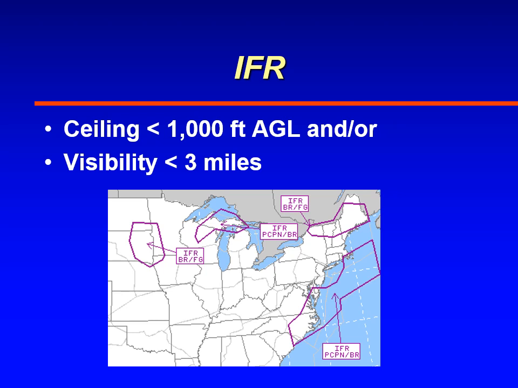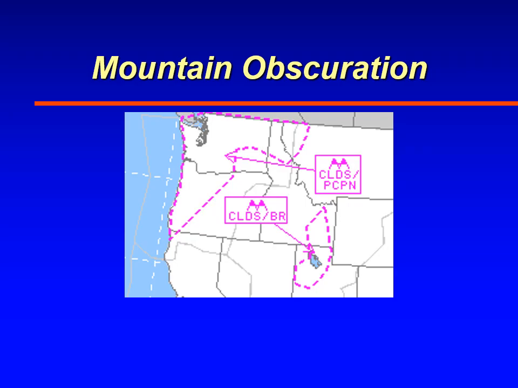The G-Airmet for IFR weather, of course, includes areas where ceilings are less than 1,000 feet and or visibilities are less than 3 miles. As well as mountain obscurations. Those are plotted separately, and they outline those areas. Mountain obscurations are areas where mountains are hidden by clouds or precipitation.